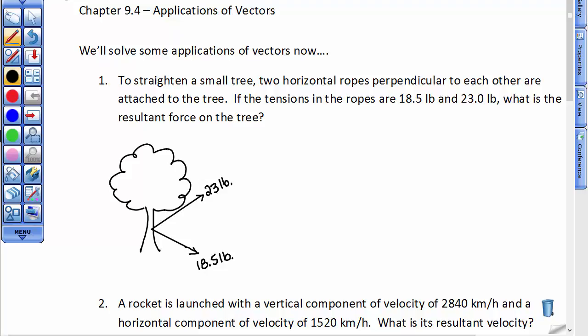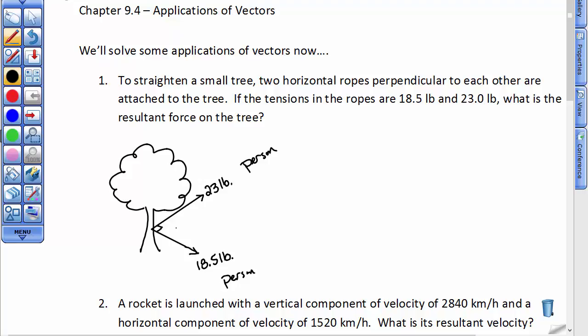So would you pretend that there's a person over here? So here's a person pulling at 23 pounds of force, and here's another person over here pulling at 18.5 pounds of force, and they are perpendicular to one another, so this is a right angle, but I'm trying to show you this in perspective. So again, that's a right angle. What's the resultant force on the tree?